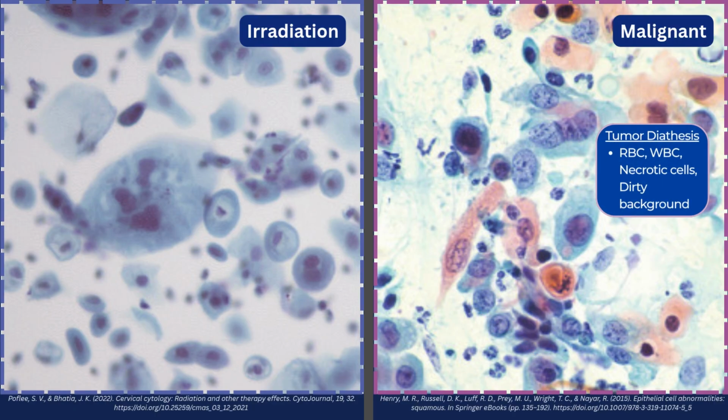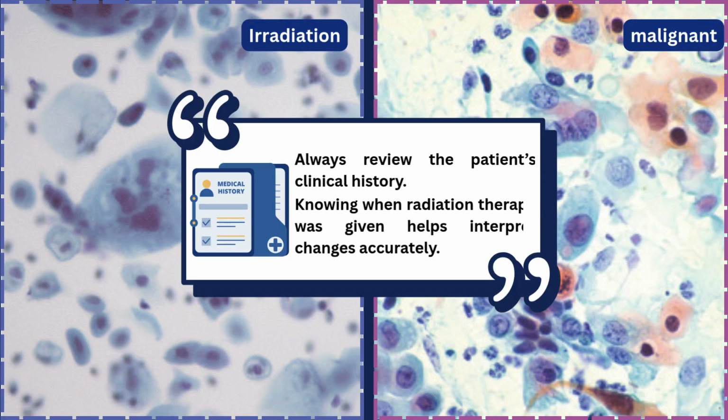Malignant smears often have what is called tumor diathesis, a dirty background filled with red and white blood cells, necrotic debris, and inflammation. This feature is typically absent in radiation-related changes. Finally, it is essential to review the patient's clinical history. Knowing when a patient received radiation therapy can help interpret these changes accurately.